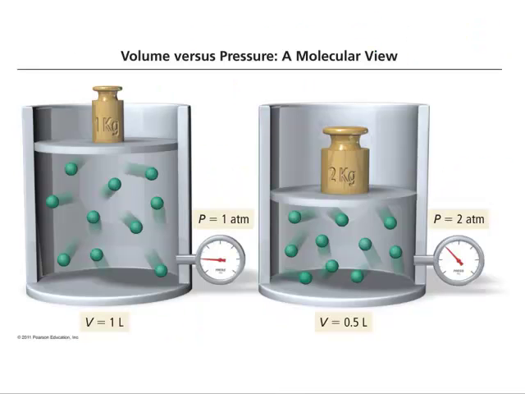Here's an illustration of Boyle's law from a molecular point of view. If you have a piston and gas molecules in there in 1 liter at a pressure of 1 atmosphere, and you double the pressure to 2 atmospheres, of course you are going to exert a force on that piston, in this case, and decrease the volume by half to 0.5 liters.